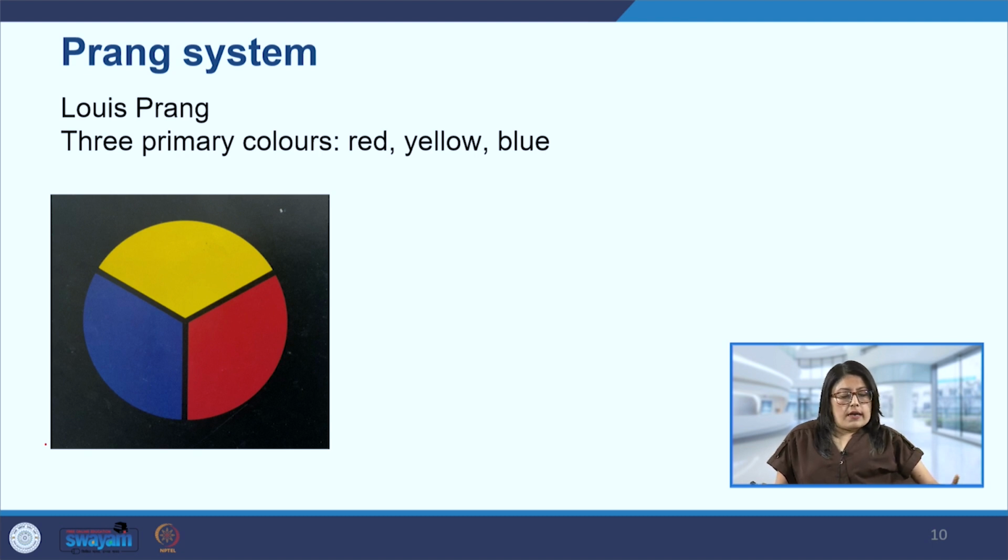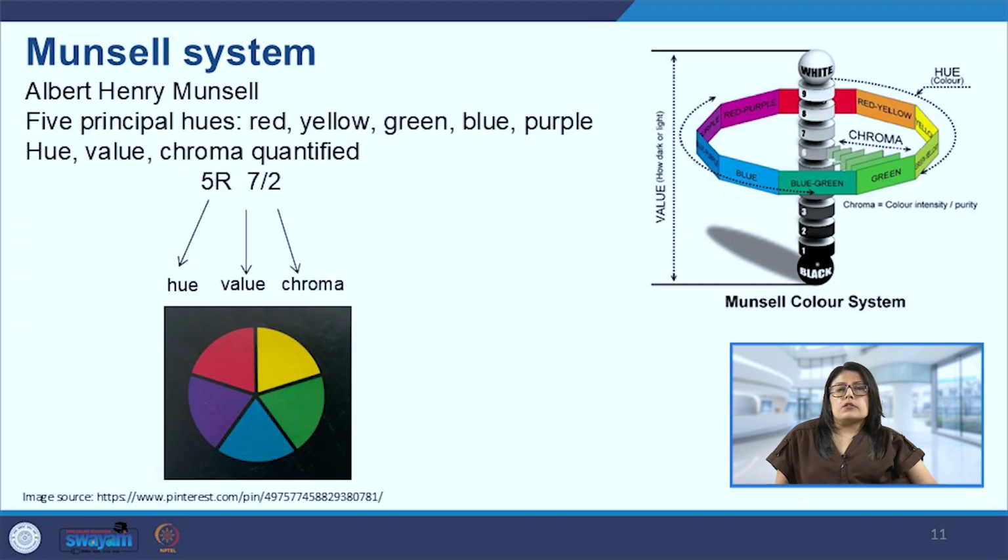However, this has certain setbacks when it comes to application, because there are many other theories in which we have some additional colors, because these three primary colors are sometimes not enough to come up with, for example, the printing work that we have, for which we have CMYK. So this has a limitation. However, it is an important theory in the domain of color. So the next theory is the Munsell system.